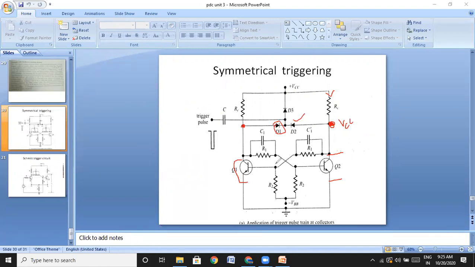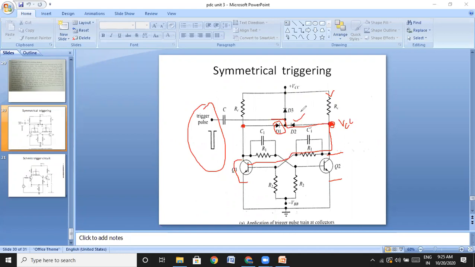If after some time we apply a triggering pulse a second time, now this diode D2 is on. Therefore, the negative pulse will travel through D2 and through this resistance to the base of the on transistor, which makes Q1 off, and again Q2 becomes on.